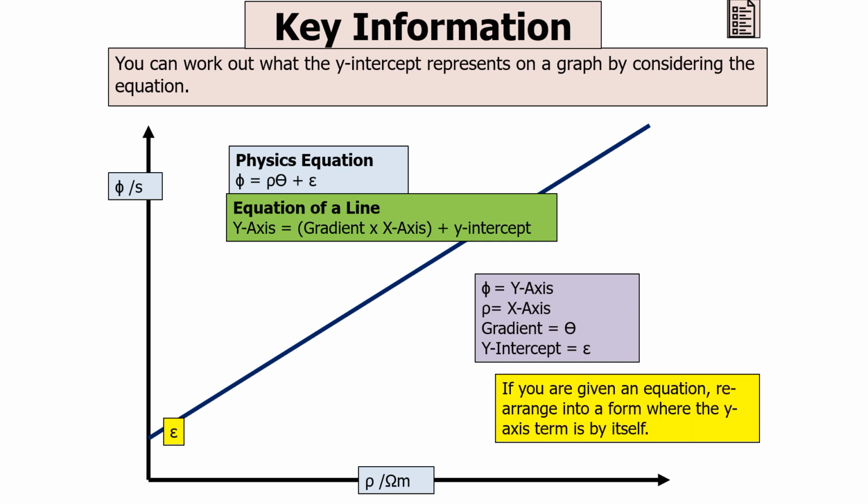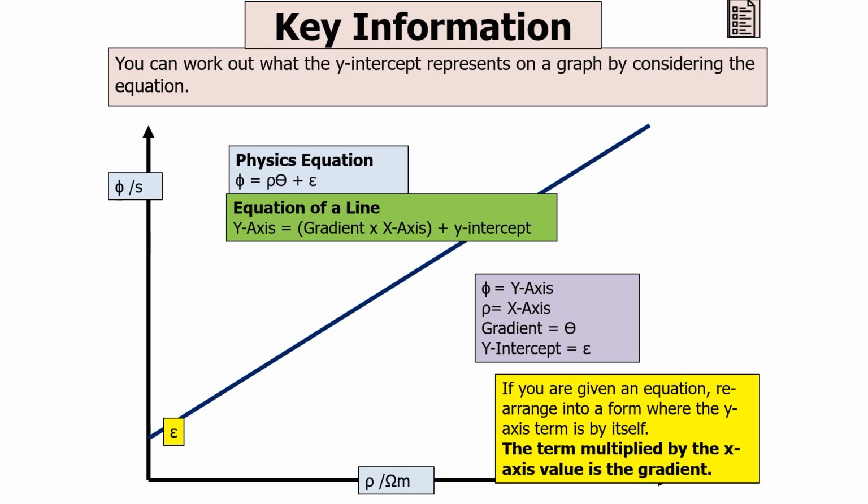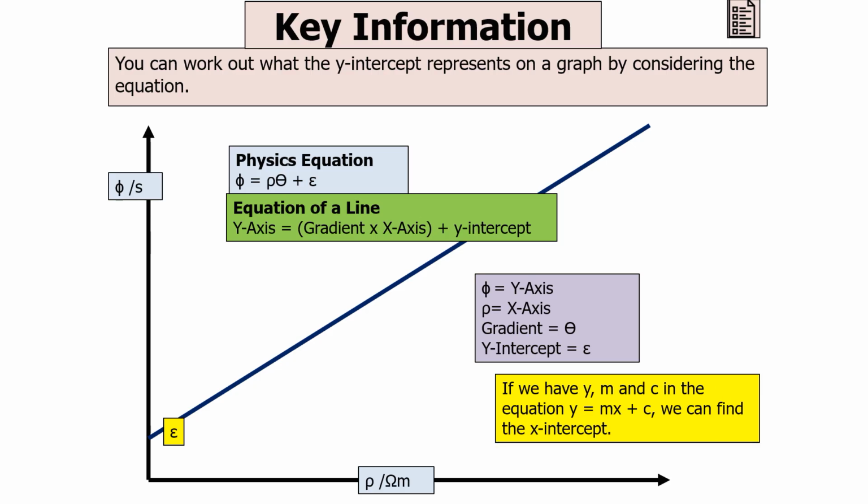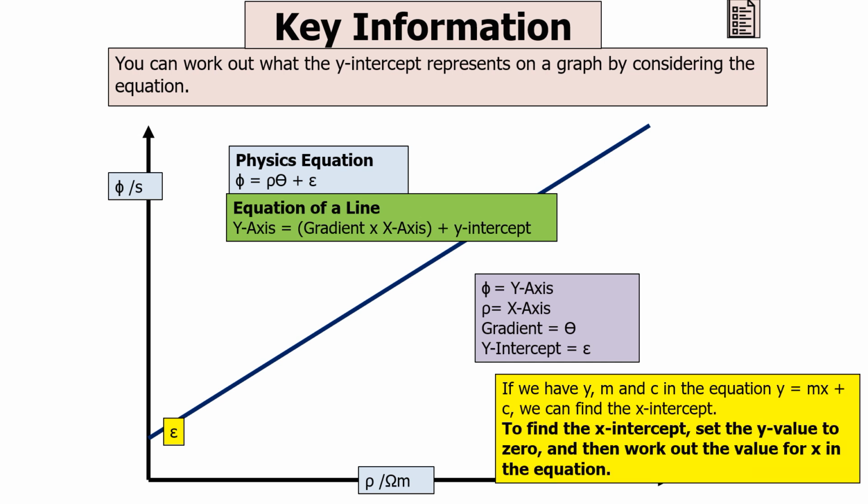So it's very important that if you are given an equation, you've got to rearrange it into a form where the y-axis term is by itself, and then you can work out values, because the term multiplied by the x-axis term will be the gradient, and the term being added to the x-axis term is the y-intercept. So you don't have to know what the equation was beforehand, as long as you stated that and you rearranged it correctly. Now, if you have y, m, and c in the equation, we can then use that to find the intercepts. To find the x-intercept, you would set the y value to 0 and then work out the value for x in the equation, and vice versa for the y-intercept as well.